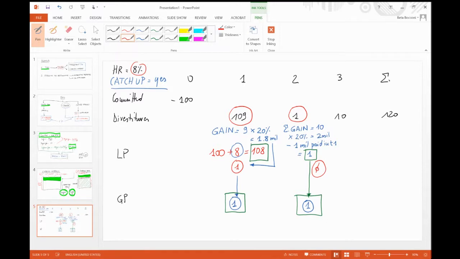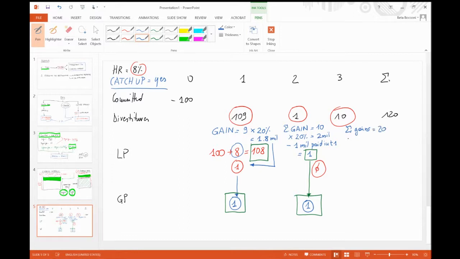Let's complete the story. In year number 3, the investment has generated a divestiture of 10 million. And in year number 3, we have completed the life. So the sum of the gains is 9 million in the first year, 1 million in the second, 10 million, 20 million.